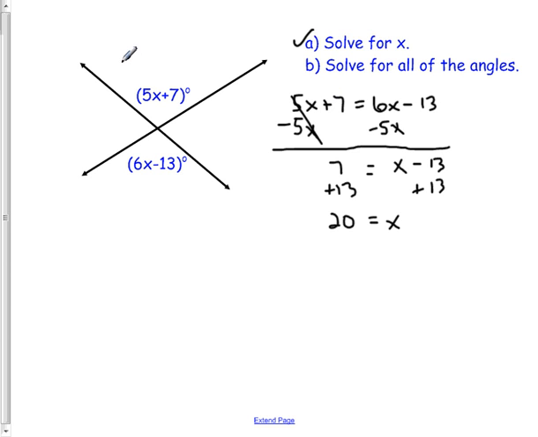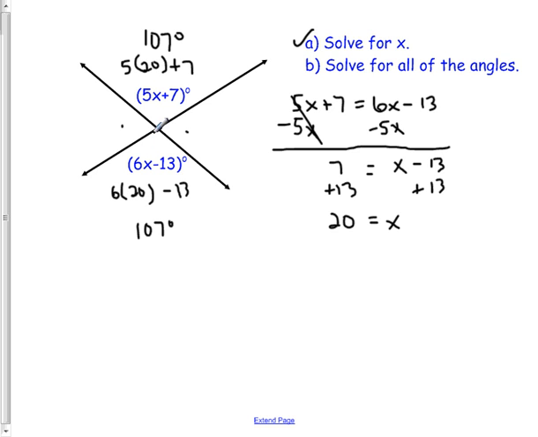So 5 times 20 plus 7 is this angle, and this one is 6 times 20 minus 13. And we can just plug that in or do it in our head. 5 times 20, that's 100, plus 7 is 107 degrees. And then this one is 120 minus 13, that's also 107. And they should be the same. That's how we solved it, because they are congruent. So solve for all the angles. Well, we got half of them. We got the 107s. But what are these two angles?